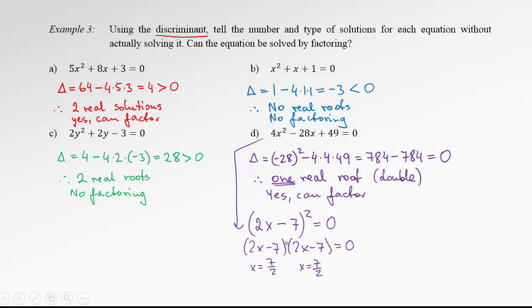Okay, so in conclusion, the discriminant is reasonably easy to calculate, and it gives us useful information, firstly about the nature of roots, secondly, whether or not it's worth using the factoring strategy or the quadratic formula when solving the given equation.